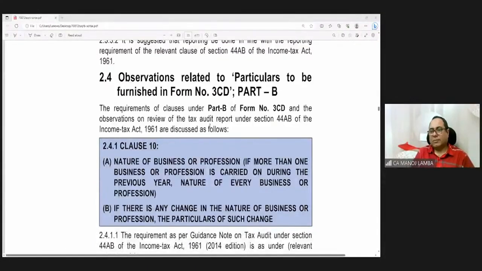Now come to clause number 10. Clause number 10 deals with nature of business or profession. If more than one business or profession is carried on during the previous year, nature of every business or profession. If there is any change in the nature of business or profession, then particulars of such change.